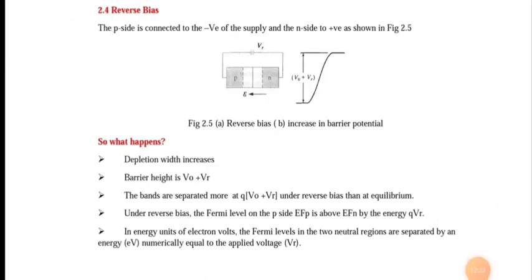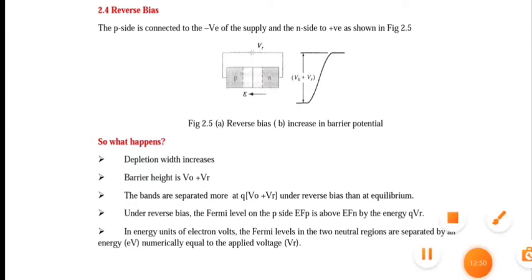Next is the reverse bias condition. Under reverse bias condition, what will happen? In a reverse bias condition, the P side is connected to the negative terminal of the battery and the N side is connected to the positive terminal of the battery, as shown in figure A. So what will happen here?